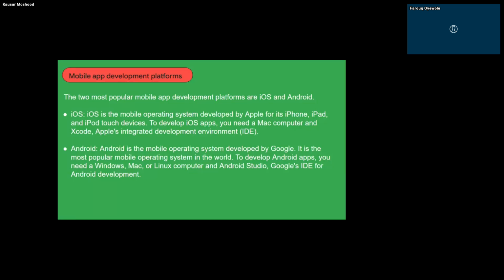So the two popular ones that we have are iOS and Android. Obviously, almost everybody makes use of just Android and iOS mobile applications, right? So iOS is the mobile operating system developed by Apple for its iPhone, iPad, and iPod Touch devices. To develop iOS apps, you need a Mac computer and Xcode, right? You can't use a normal Windows laptop to develop an iOS app.